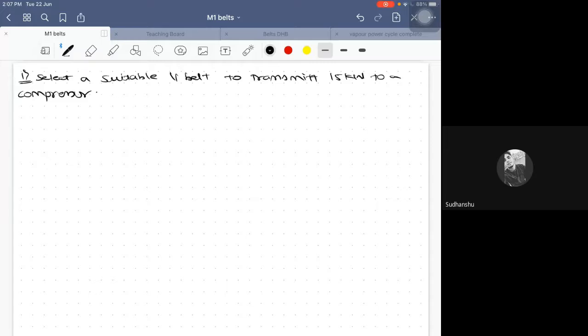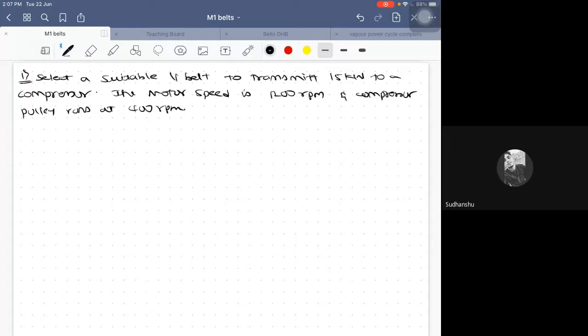Okay. Full stop. The motor speed is 1200 RPM and the compressor pulley runs at 400 RPM. Okay, so this is the overall statement of the problem.